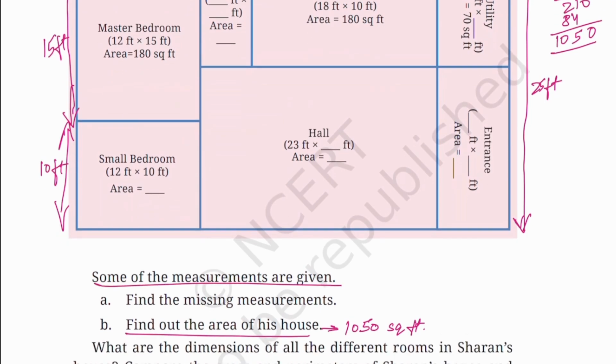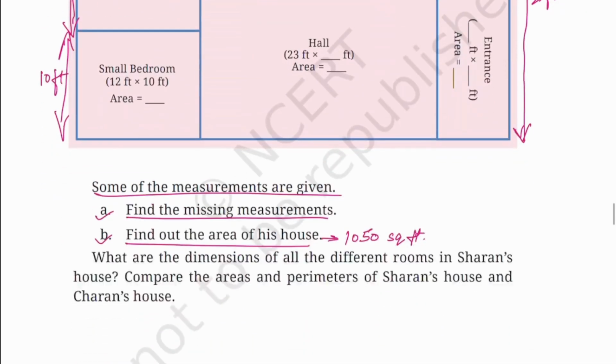Some of the measurements are given. A. Find the missing measurements. B. Find out the area of his house. What are the dimensions of all the different rooms in Saran's house? Compare the area and perimeters of Saran's house and Charan's house.